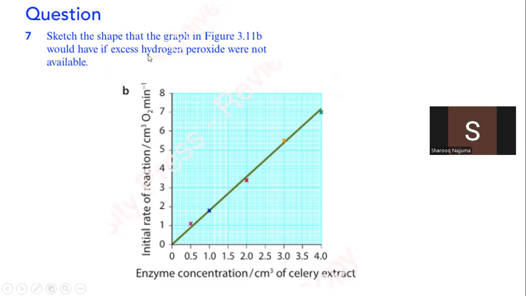the substrate concentration has to be kept constant, but they're telling us to sketch the shape of this graph. How would it be if excess hydrogen peroxide were not present? Because this one shows us that we have excess hydrogen peroxide. What shows? Because we see that the more the enzyme concentration is increased, the reaction just continues to increase linearly. That simply means we have as much substrate as possible present.